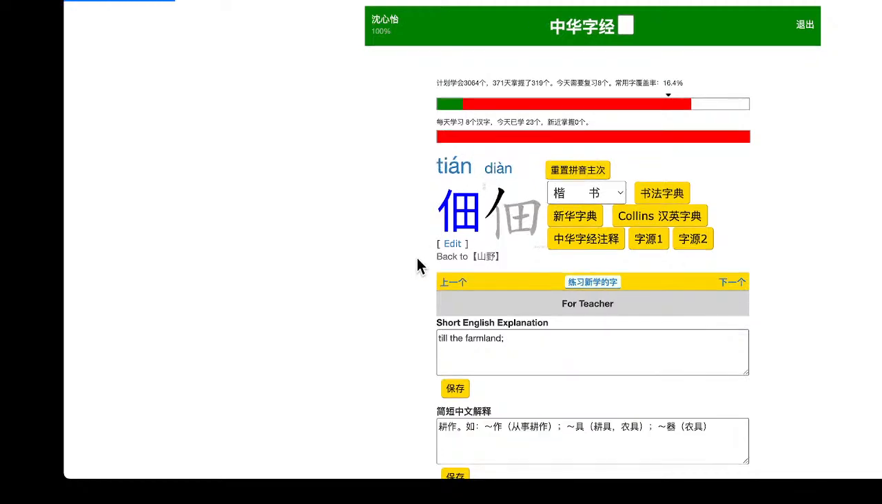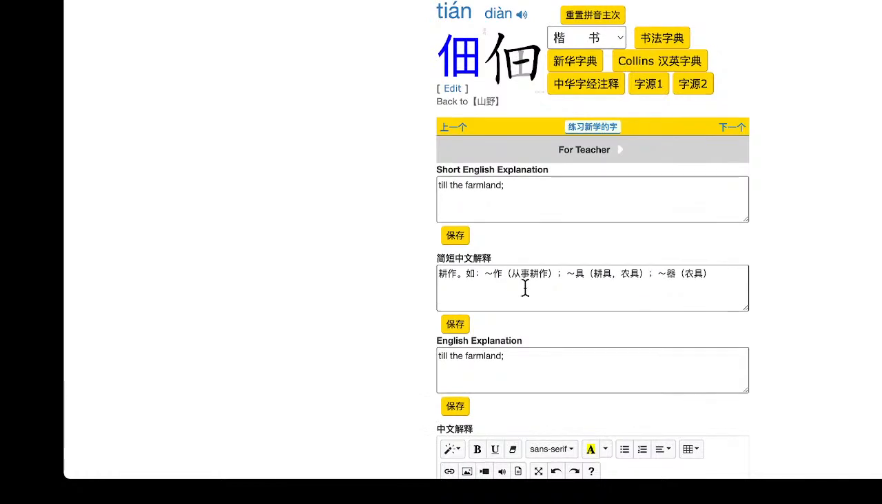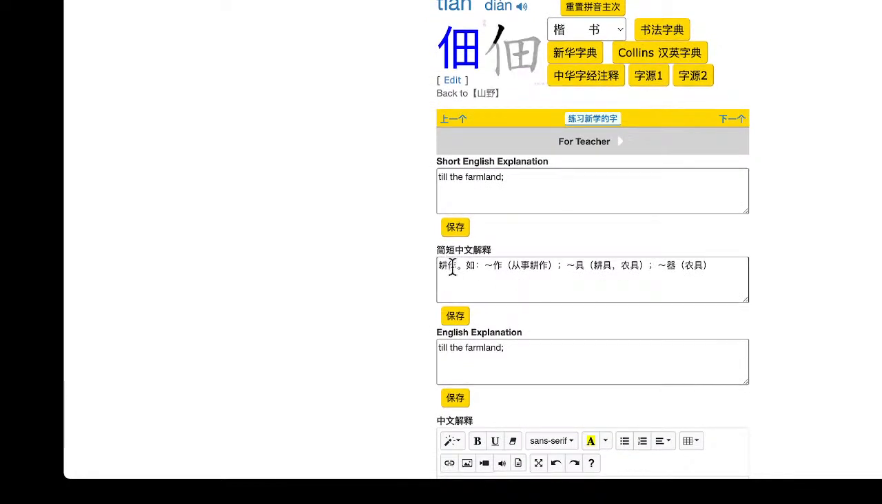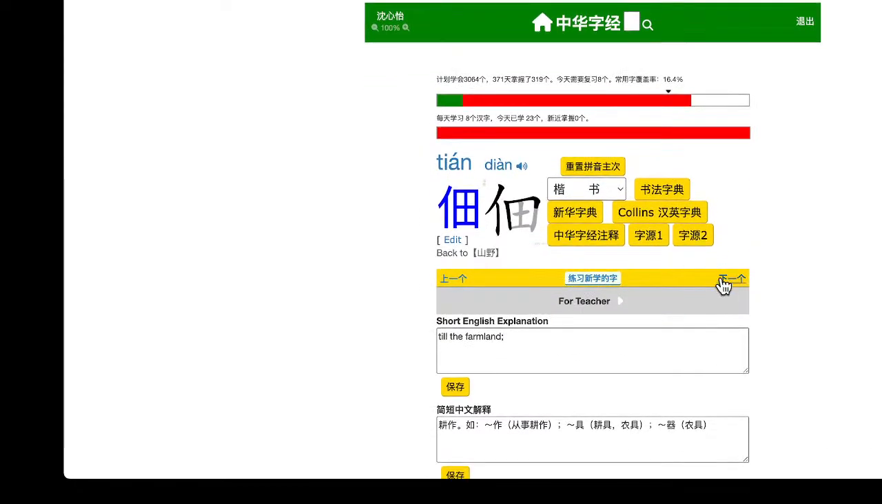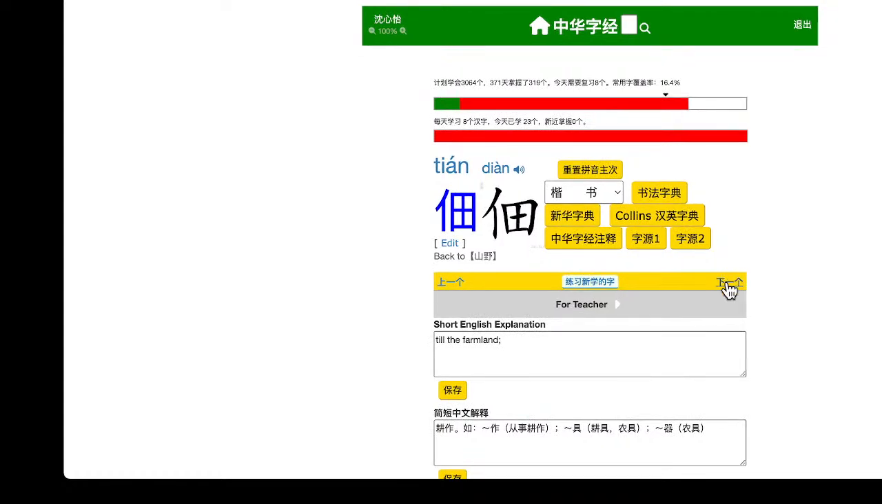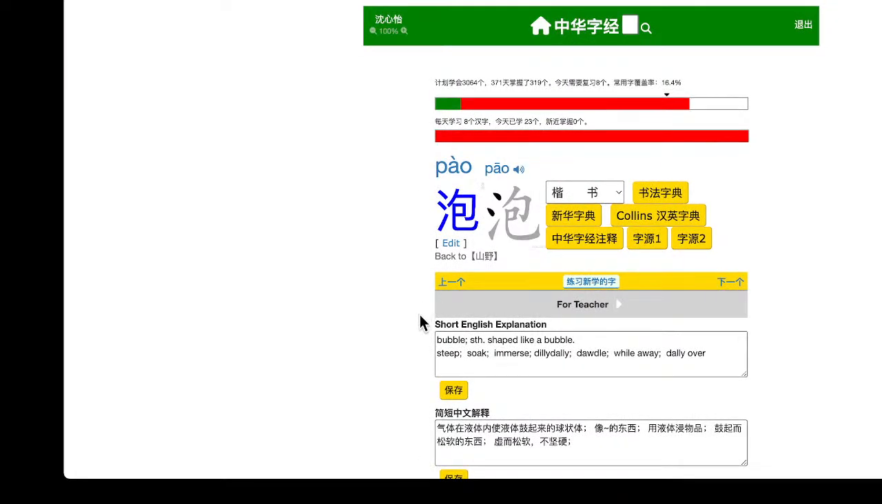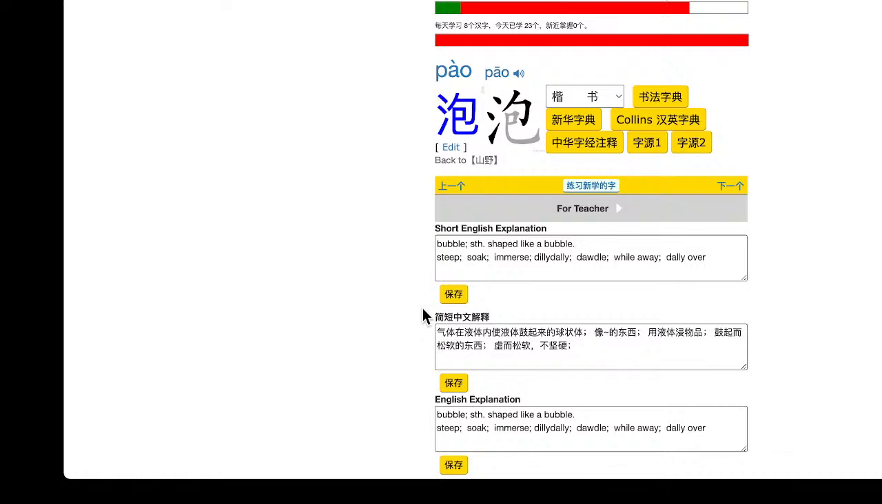Next one is another pronunciation, called 田. When you say 田, that means plow, sow, work in the field. And next one, 泡. 泡 means bubble, or something shaped like a bubble, or means soak, immerse, submerge into the water.